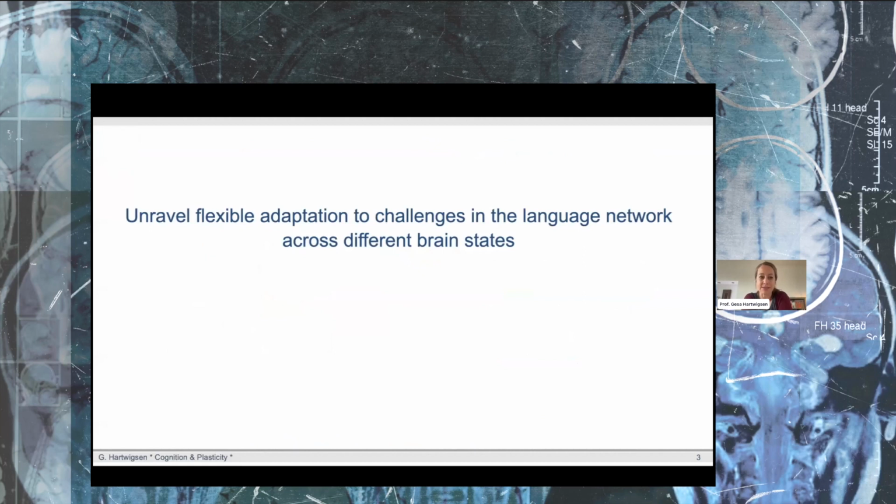What do I mean by that? What I want to find out or unravel is the flexible adaptation in our brain to challenges in the language network across different brain states. In healthy young brains, challenges can naturally arise under demanding listening conditions, for example, at train stations or at the airport. But we can also artificially perturb our brain with inhibitory neurostimulation to build models of how the language network adapts to that, which we then can transfer to aging or lesion brains.